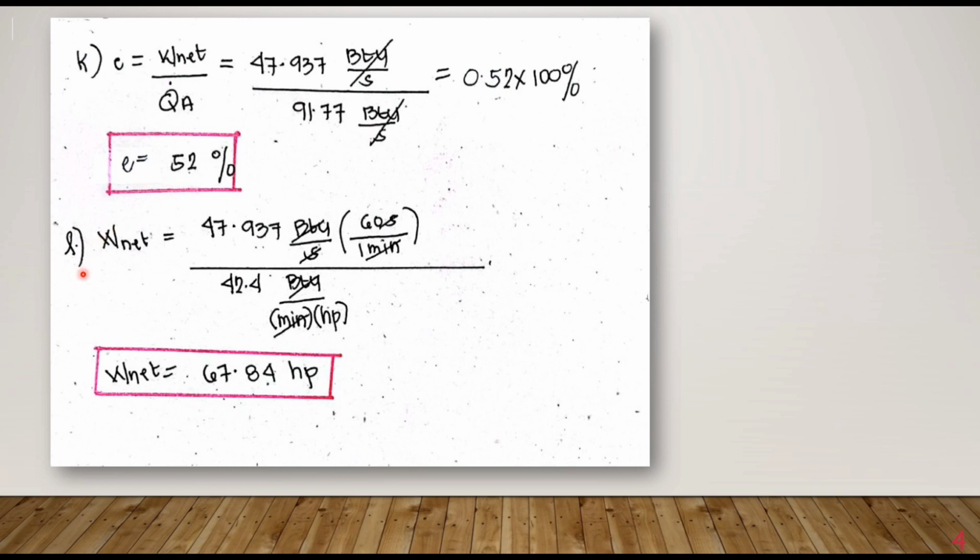And lastly, we're going to solve for W net in horsepower. So W net is equal to 47.937 BTU per second times 60 seconds over 1 minute. So cancel the same unit. And over 42.4 BTU per minute per HP. So our W net is equal to 67.84 HP.